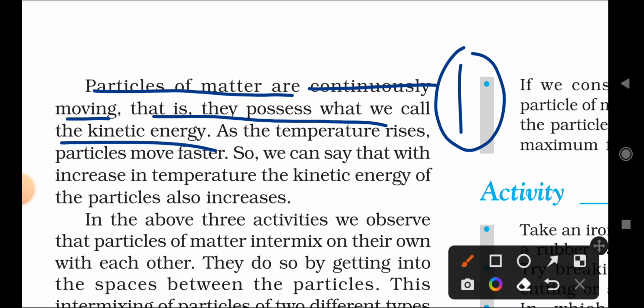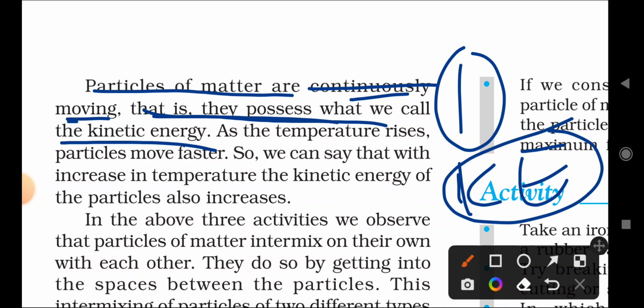So the first point is that the particles of matter are continuously moving. They are moving, which means they always possess which energy? Kinetic energy. The particles that are moving always possess which type of energy? Kinetic energy. What is kinetic energy? The energy that moving particles always possess is called kinetic energy.